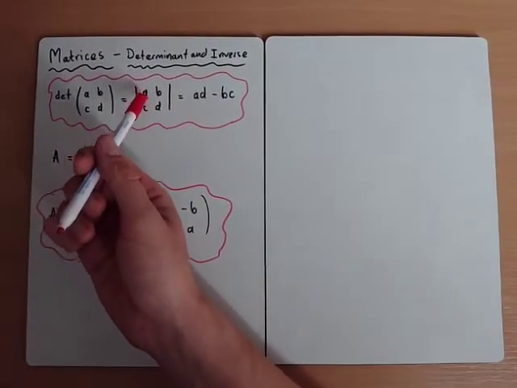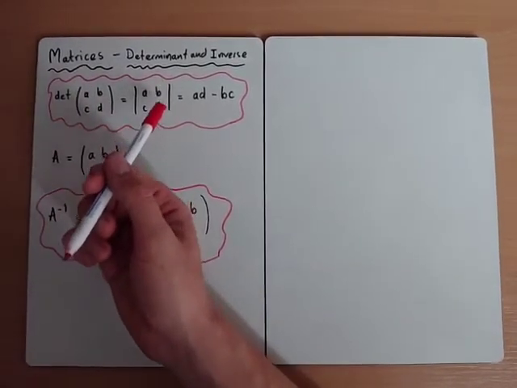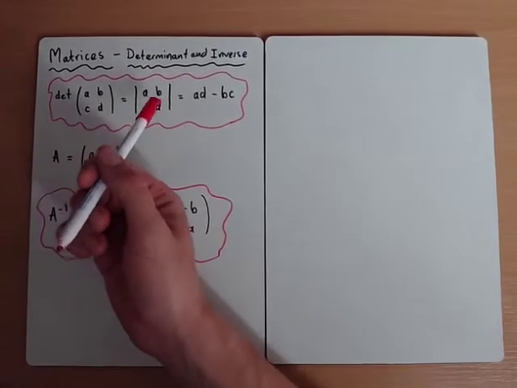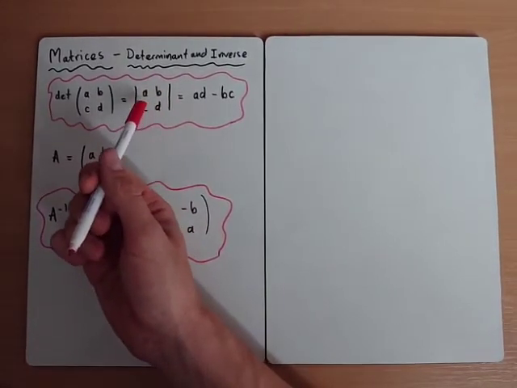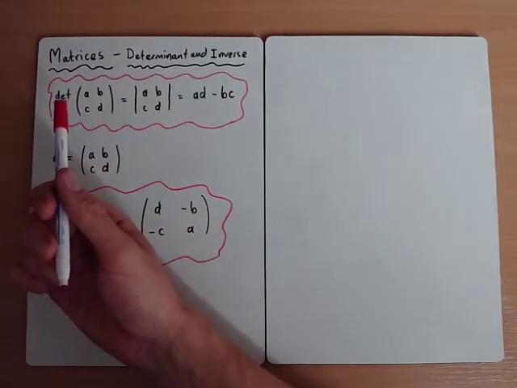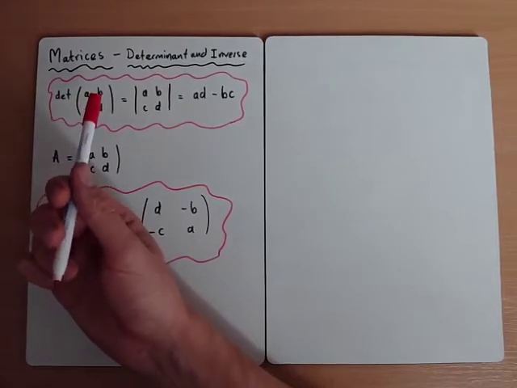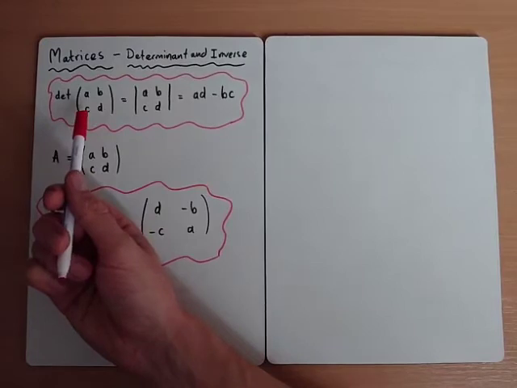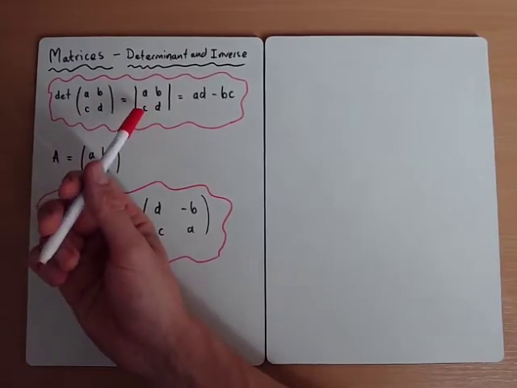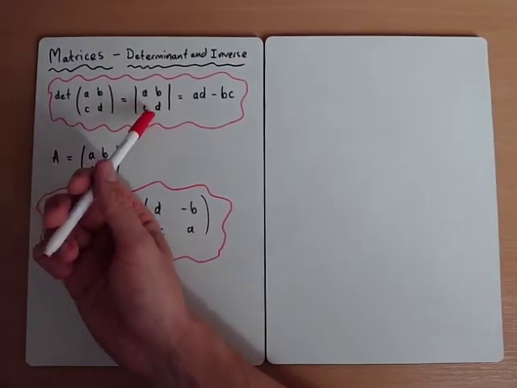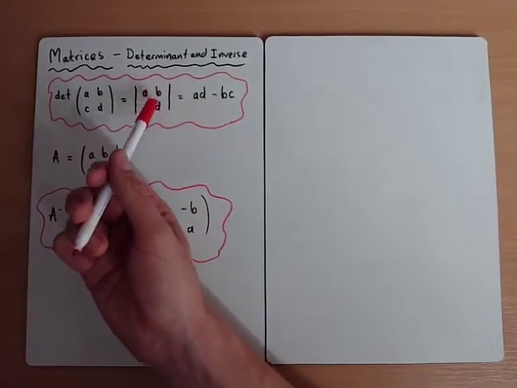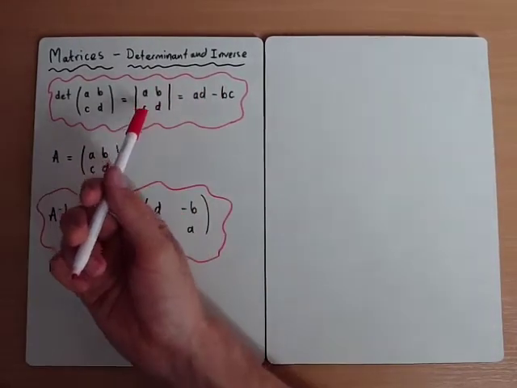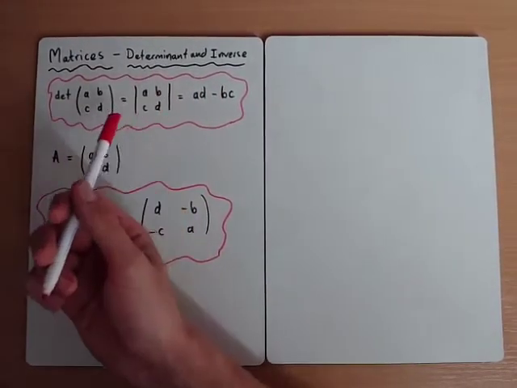If we see the brackets where it's a vertical line or two vertical lines instead of a curly bracket, that means the determinant. We're only going to look at the 2 by 2 determinants in AS. In second year, we'll do it for 3 by 3. All you need to remember is that the determinant of a matrix is this calculation: AD minus BC. So it's to do with these diagonals.